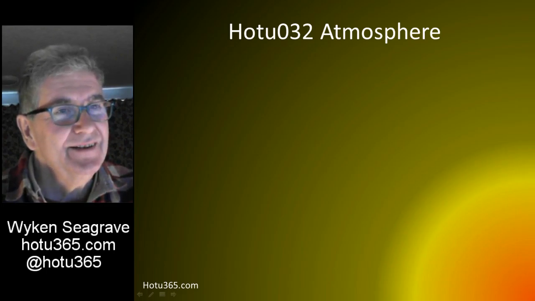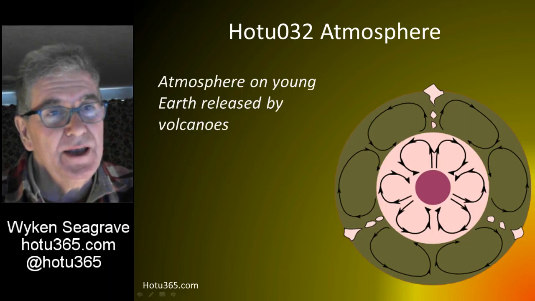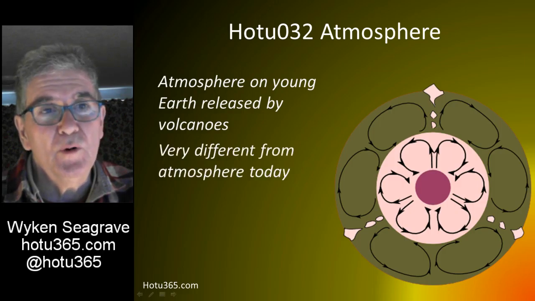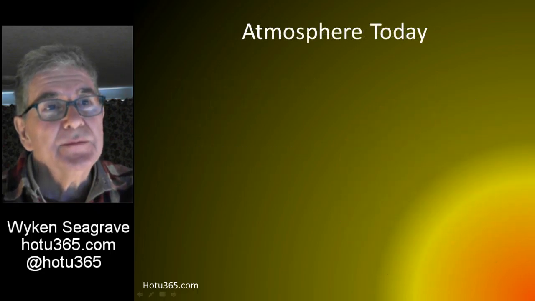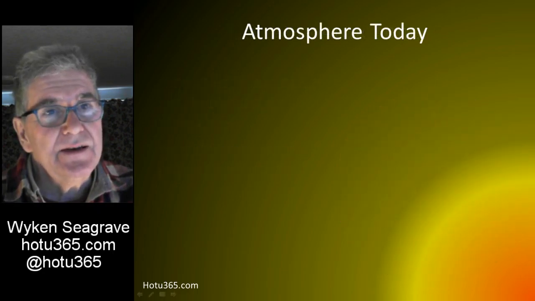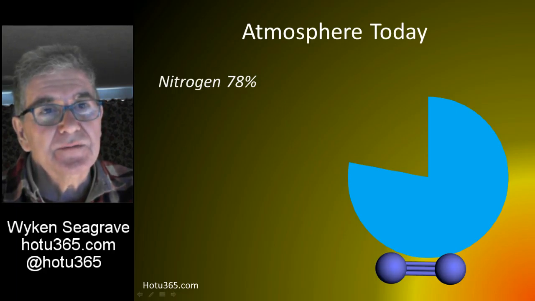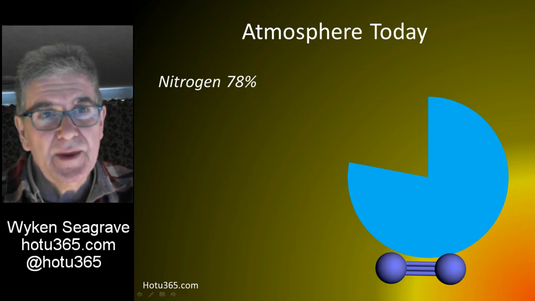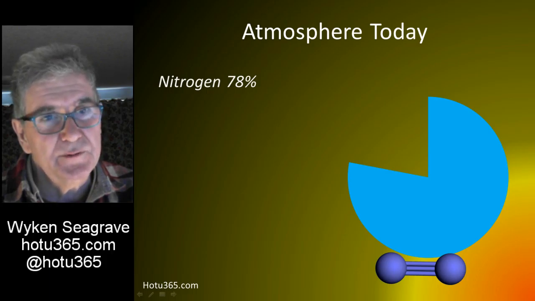We have seen that the atmosphere on the young Earth was released by giant volcanoes, but that atmosphere was very different from the one we know and breathe today. The atmosphere today contains 78% nitrogen, which consists of two atoms of nitrogen joined together by covalent bonds to make a molecule. And HONC tells you that there must be 3 bonds between them.